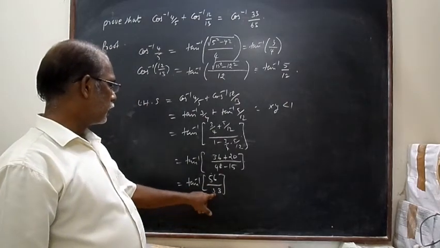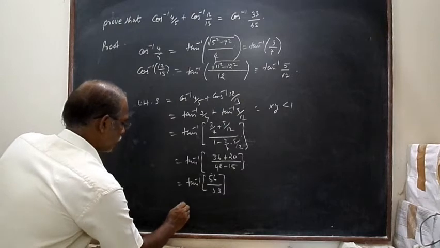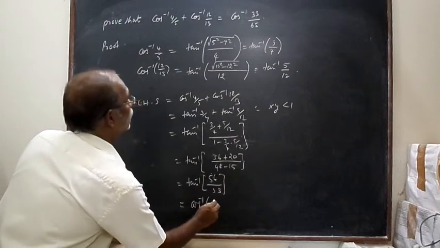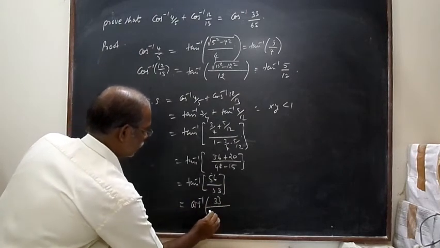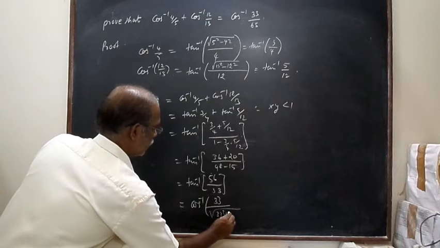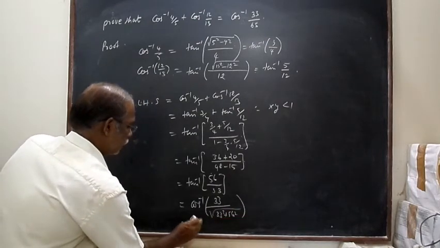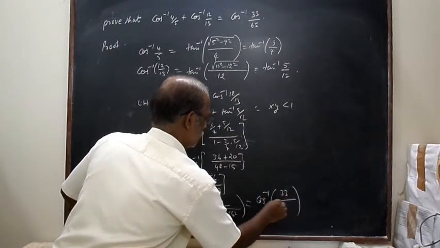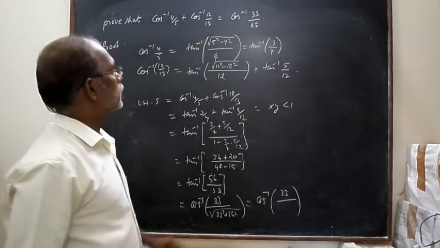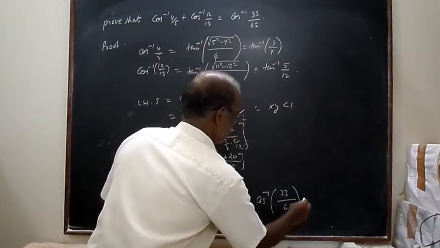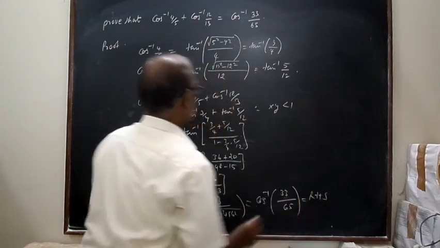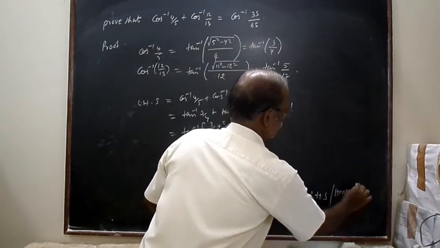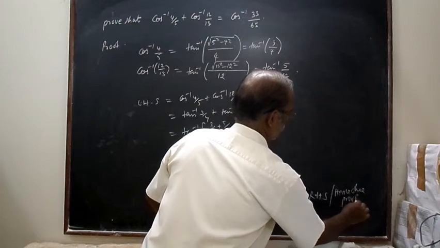So the adjacent side is 33 and this is the opposite side, 56. Again applying the conversion rule, cos inverse of the adjacent side to the hypotenuse. The adjacent side is 33 and the hypotenuse is root of 33 square plus 56 square, which equals 65. So this is cos inverse of 33 by 65, which is nothing but the RHS. So LHS equals RHS, hence the proof.